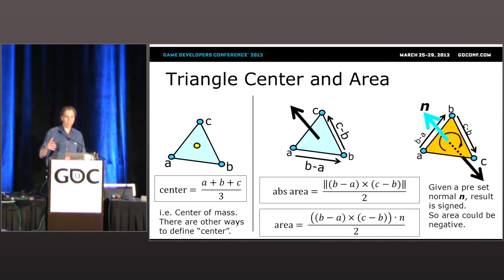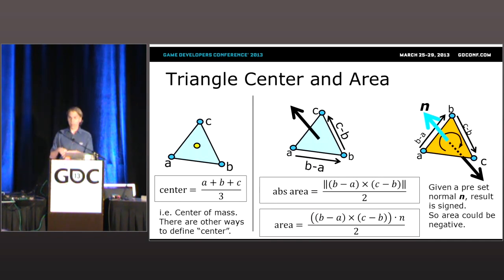Okay, so the center of mass of a triangle. Now, there's many ways to define center, but this is the center of mass. So if I chuck the triangle up in the air, what point is it going to spin around? That happens to be the point where if I take the 3 vertices and divide by 3, that's that point. Okay. The area of a triangle, well, if I take 2 edges, take the cross product, figure out its magnitude, half of that is going to be the triangle area.